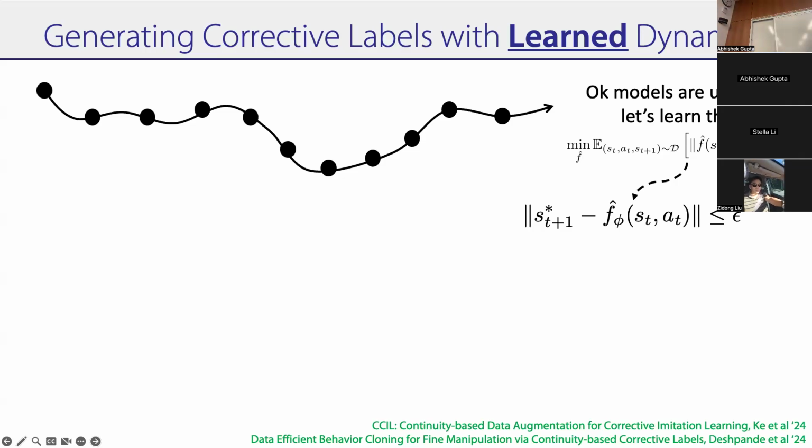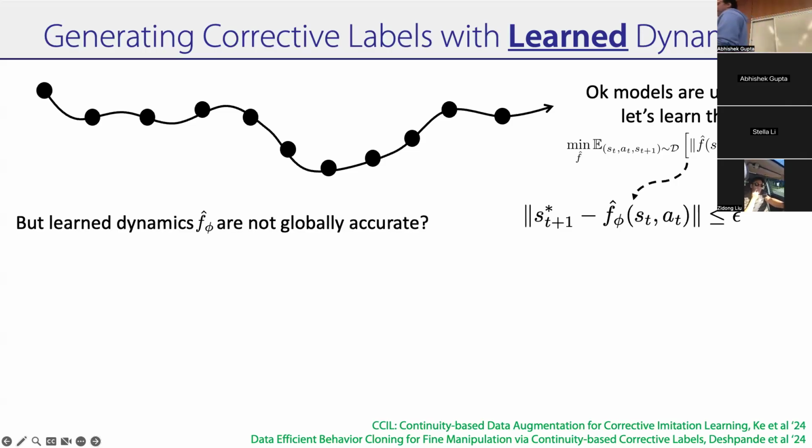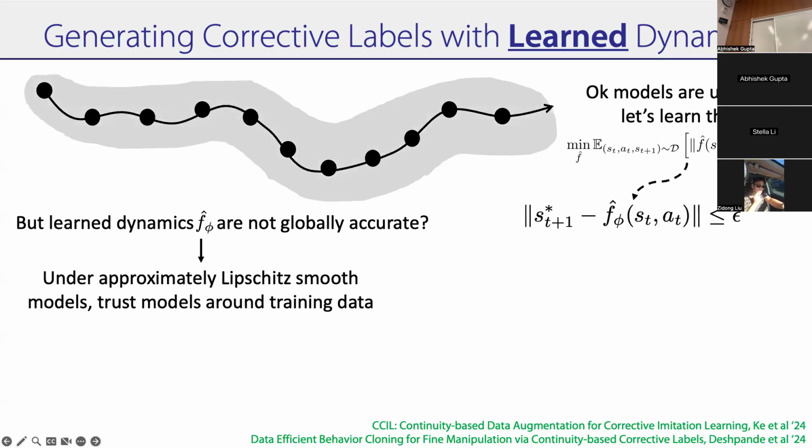Kind of know the answer, but you can't trust your dynamics model everywhere. Your learned dynamics model F hat is only accurate in certain places, and so you can't really trust this to be solved everywhere. And so what we're going to do is two things.